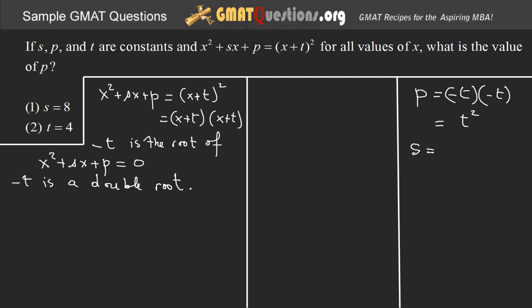S is the negative of the sum of the roots, negative t plus negative t. Once again, negative t is a double root. That's why I wrote it twice here. Negative t plus negative t. So this is the same as negative of negative 2t, right? And s has to be 2t.